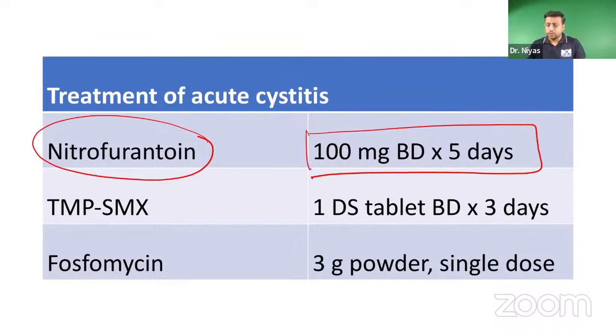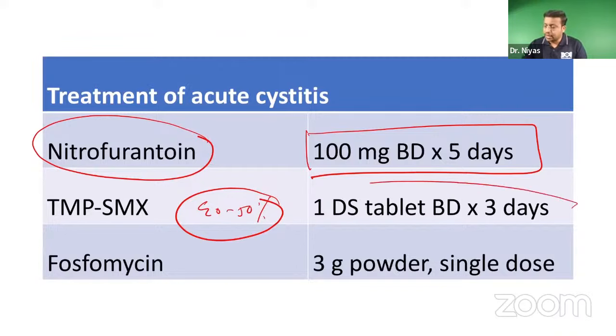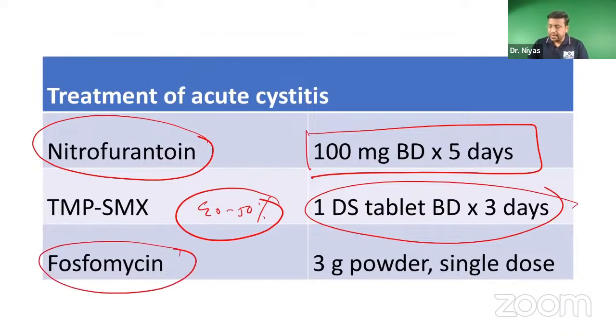Trimethoprim sulfamethoxazole has a susceptibility of around 40 to 50%, so it is not chosen as the first line regimen in India. But if you have proven susceptibility, trimethoprim sulfamethoxazole, one double strength tablet, can be given for 3 days. It is also an excellent drug, but susceptibility has to be proven. Fosfomycin has been found to be almost equivalent to nitrofurantoin for the treatment of cystitis. You can give it as a 3-gram powder, a single dose.